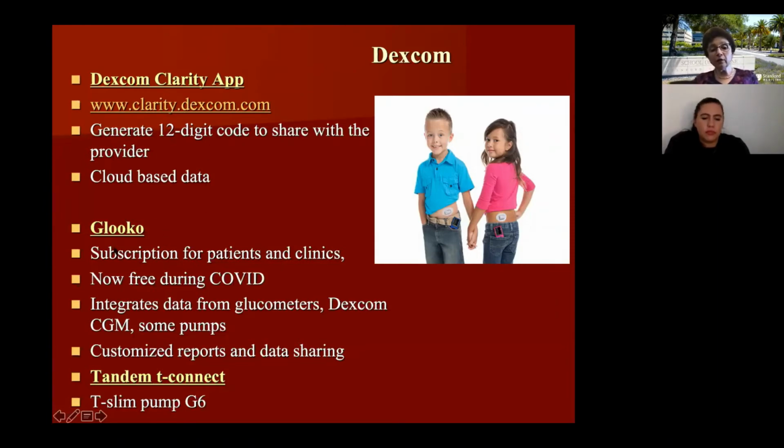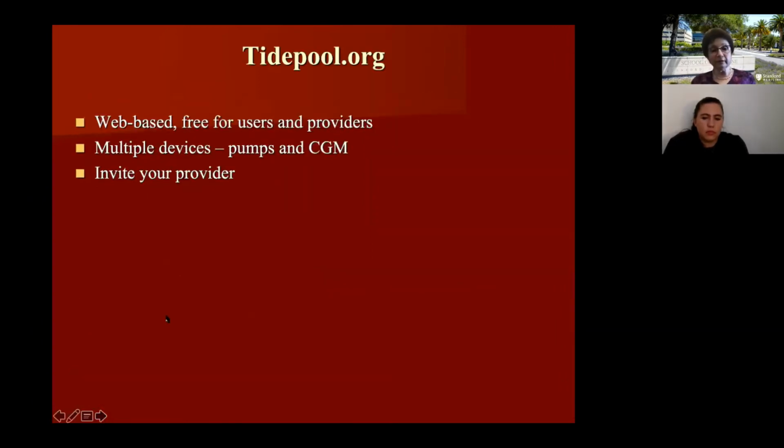Again, Gluco usually requires a subscription, and it's not that cheap, but now use it while you can. Again, it's free during the COVID time. It integrates the data from meters as well as the CGMs and the pumps, and it provides you customized reports. And Tandem t:connect has really good reports for Control-IQ and Basal-IQ, and it combines the t:slim with the pump data.